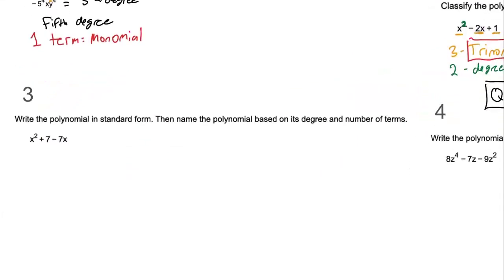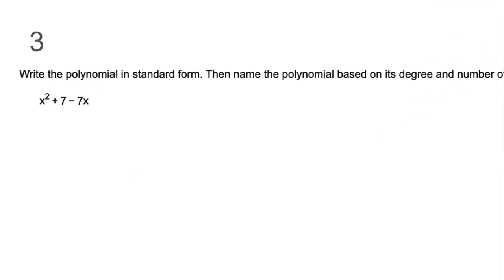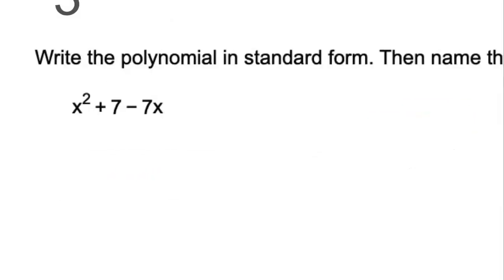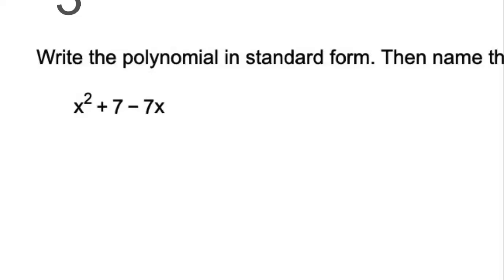So let's do number 3. It says write the polynomial in standard form. Name the polynomial based on its degree and then the number of terms. So when you write something in standard form, it goes from the degree from highest to lowest. So when you're going to write in standard form, what's the degree of the first term? 2. What's the degree of the second term? 1. No. 0. It literally tells you right over here.